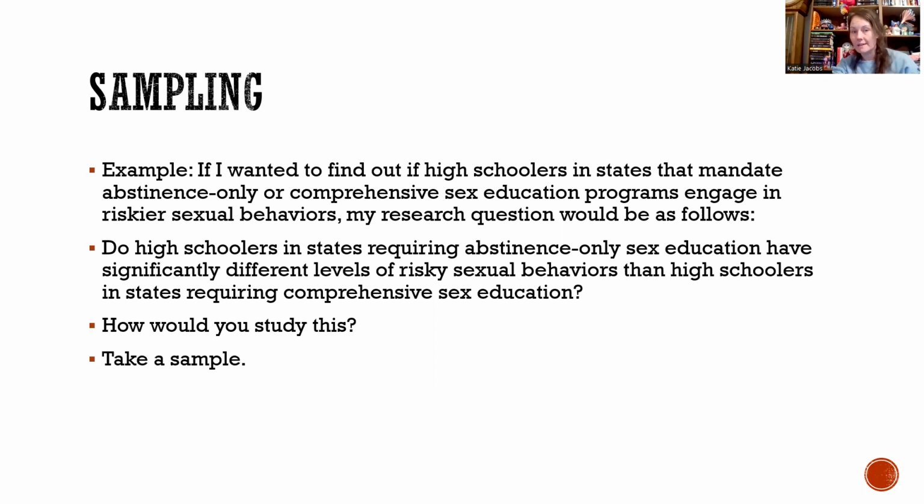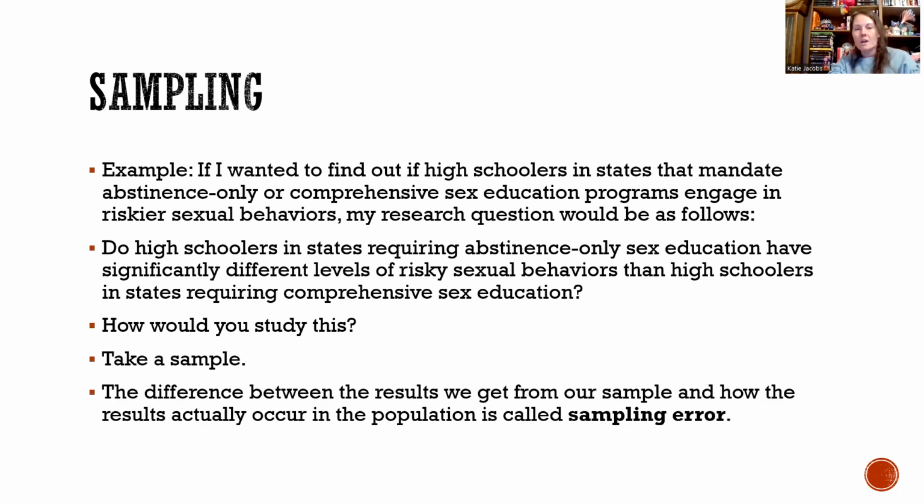We would have to take a sample, right? So we'd take a sample of high schoolers in states that mandate abstinence only education versus states that mandate comprehensive sex education programs, so that we could try to answer this research question. So the problem is anytime that we take a sample, there is a chance that we don't actually get a sample that represents the population. And so the difference between the results we get with our sample and how results actually occur in the population is called sampling error.